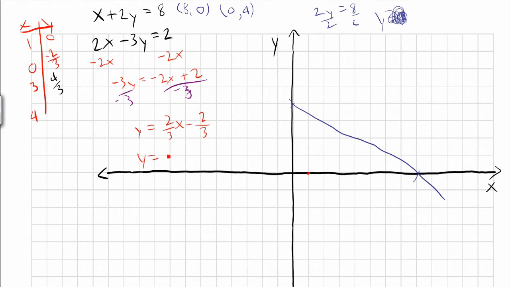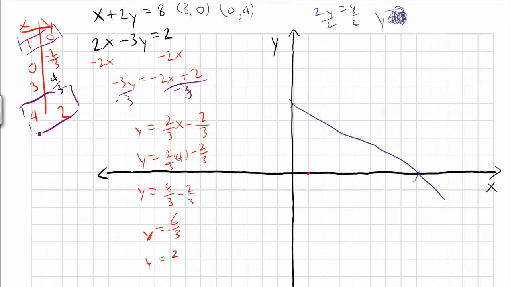So here I'm putting in 4. So here I get 8 over 3 minus 2 over 3, which equals 8 minus 2, which is 6. And 6 over 3 is 2. So the good points to graph would be this point, and this point would also be easy to graph. So the point 4, 2: let's see, go over 1, 2, 3, 4, up 1, 2.